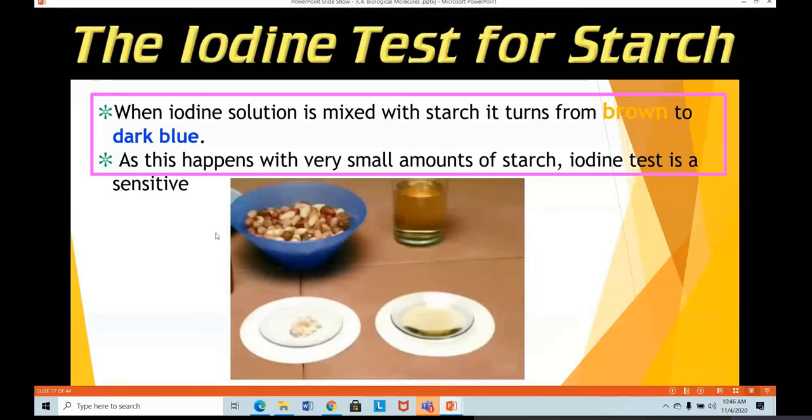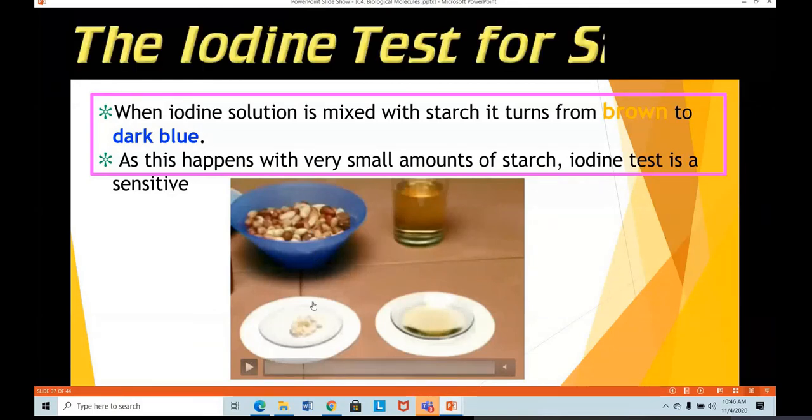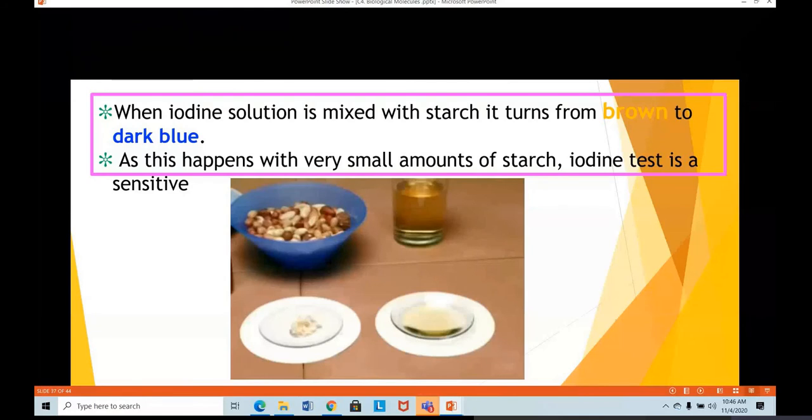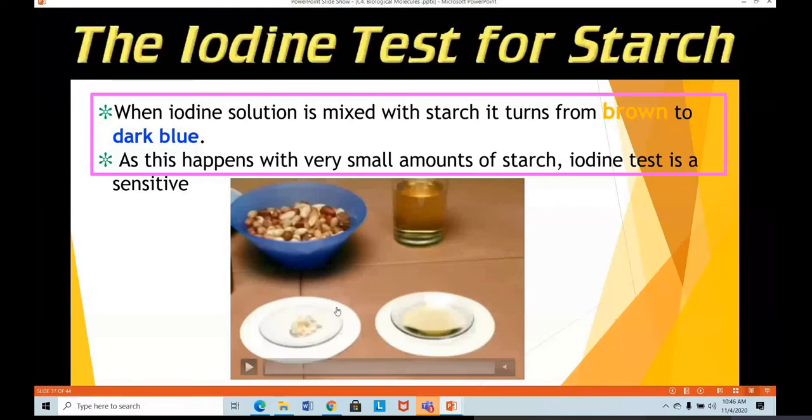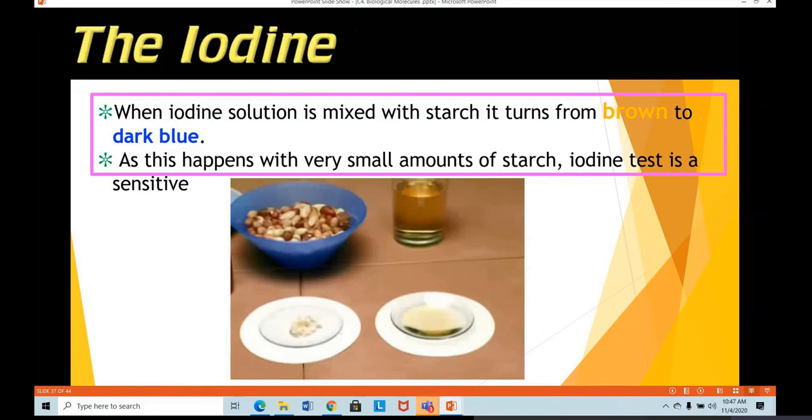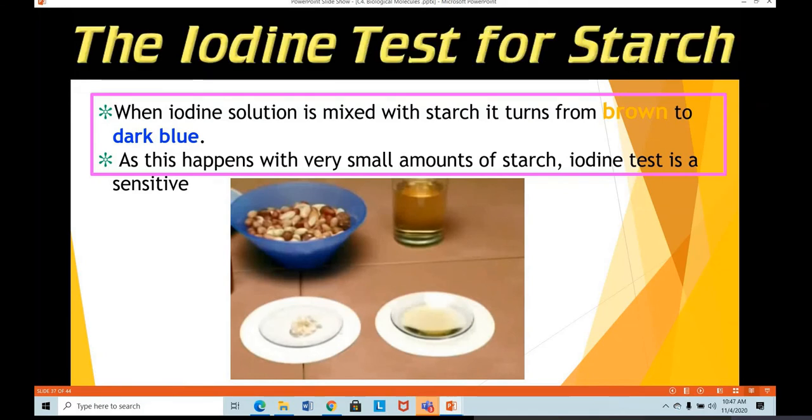And also the nuts over here, what do they contain? Do they contain carbohydrate or protein? The nuts, they contain protein. That is why you can see no color change. Similarly, the oil has also not changed the color, because it does not contain starch in it. So whichever foods contain carbohydrate, if you're adding iodine, it will change to brown color. Okay, brown to dark blue.